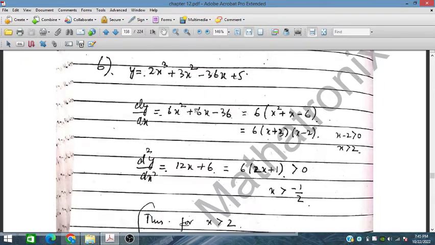Now we take the derivative of this, and here we have 2x³ plus 3x² minus 36x plus 5. If we take the first derivative, this becomes 6x², this becomes 6x, and this is 36. So we take out the 6 as a common factor, and that is our dy/dx. Now take the second derivative: this is 12x and this is 6. So we take out the 6 and check that this is greater than 0.